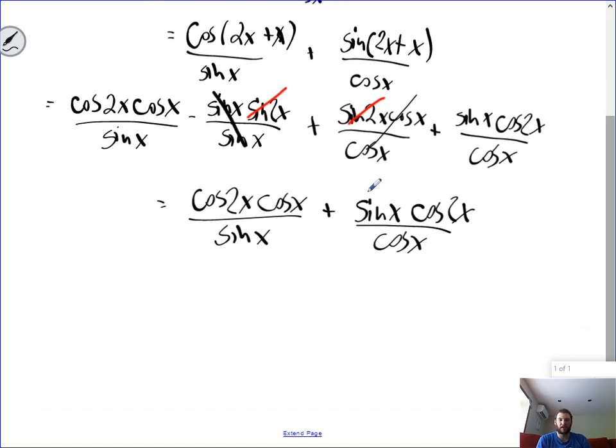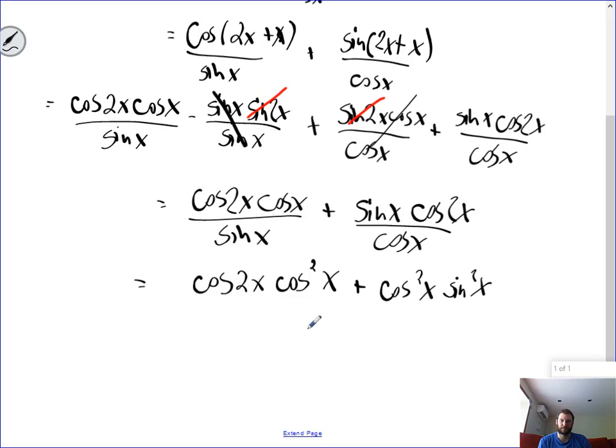So instead of trying to use your double angle identity to split this thing up, let's see what happens if I add these two fractions. So if I add them, what do I get? I get cos 2x cos squared x plus cos 2x sine squared x, and this thing is all over sine x cos x.